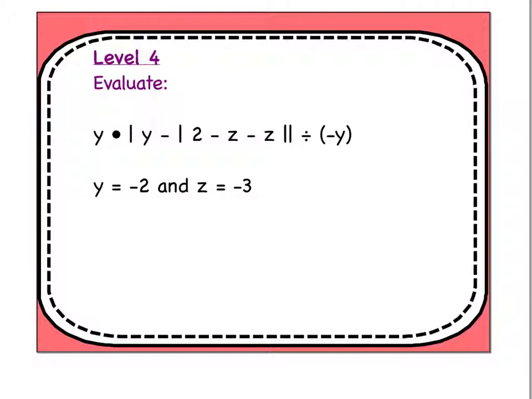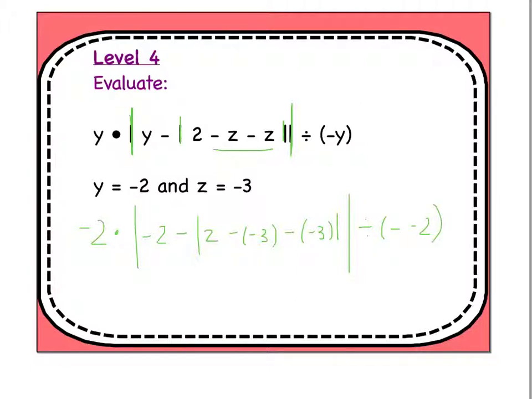Level 4 question, this one's a little bit hard to see, so I'm going to have you redraw in some of these lines. This is the absolute value, and we have the absolute value actually within the absolute value. So we're going to have to do the innermost first after we substitute in our numbers. So we have negative 2 times the absolute value of negative 2 minus the absolute value of 2 minus negative 3 minus negative 3, all divided by negative 2. So, innermost first, we'll start here.